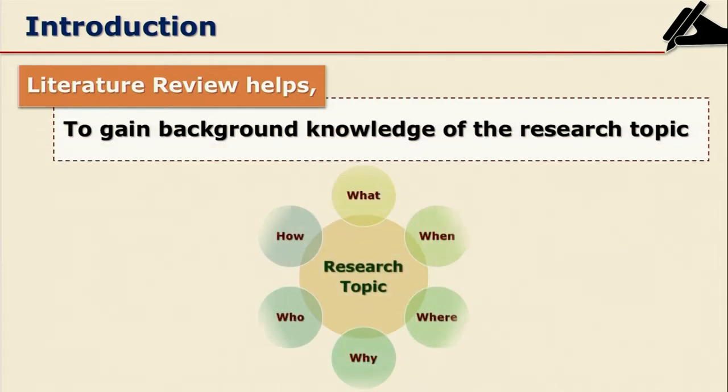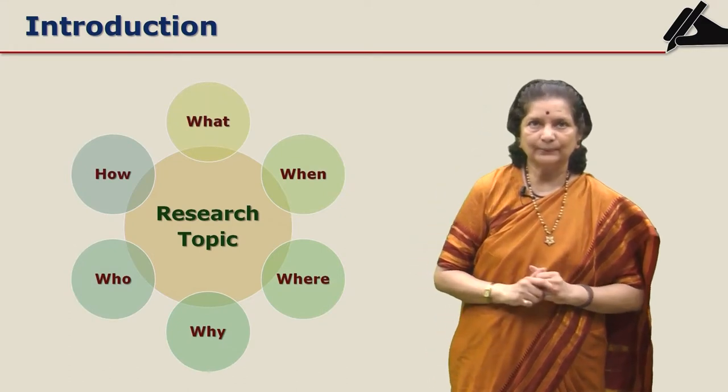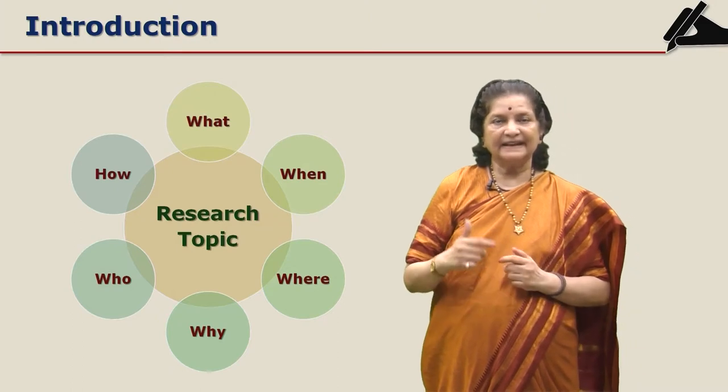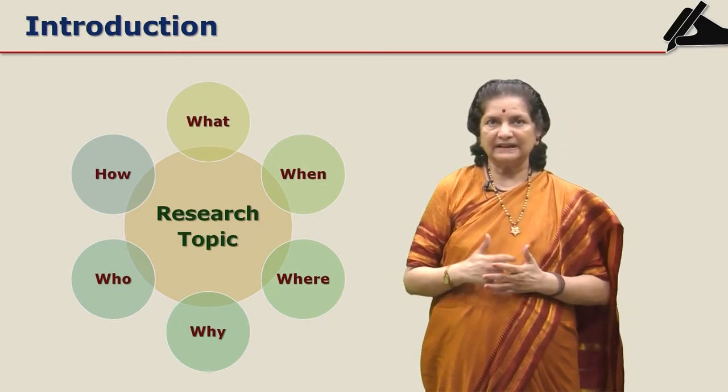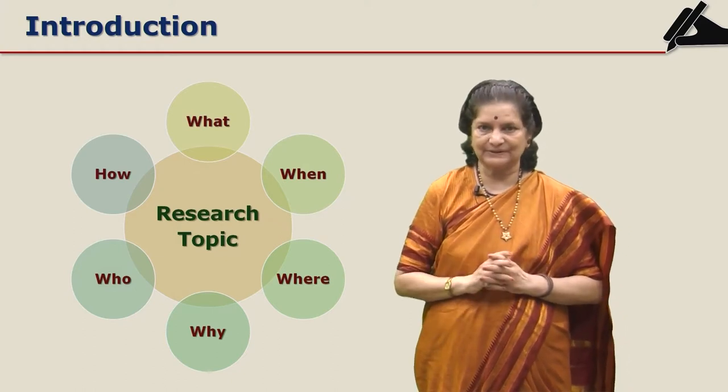Now, literature review helps to gain background knowledge of the research topic. Whatever research topic is there, we can ask the questions. These are 5 W's and 1 H. That is what, when, where, why, who, and 1 H is how. Now we have seen that literature review helps us in gaining the background knowledge or in gaining the knowledge base of our own area of research.